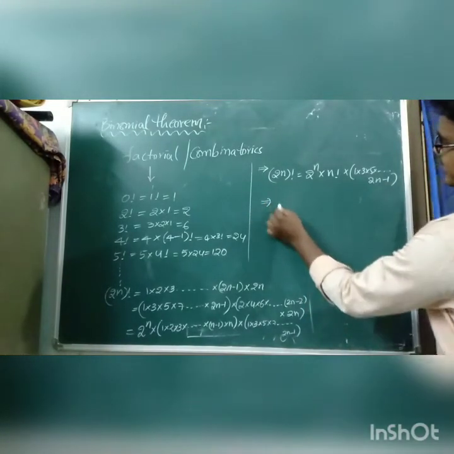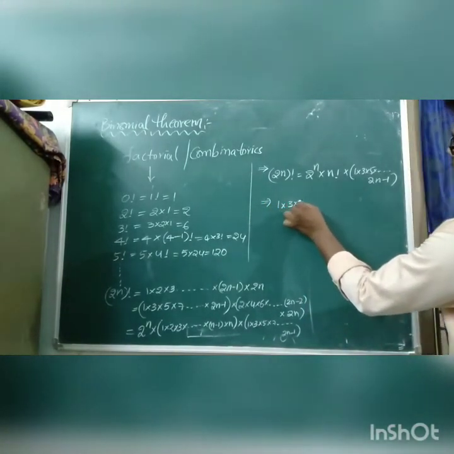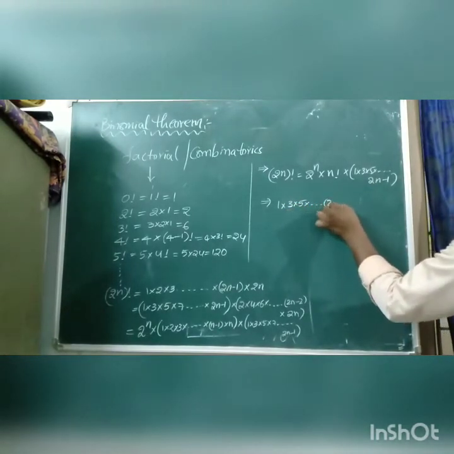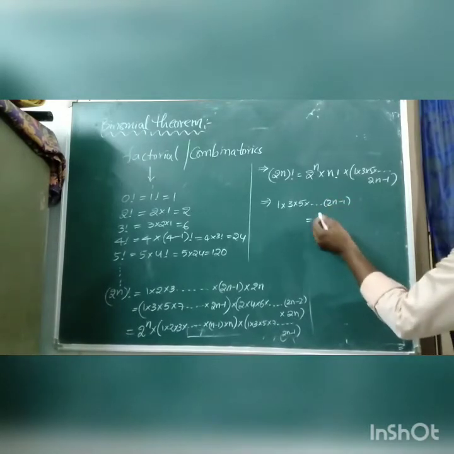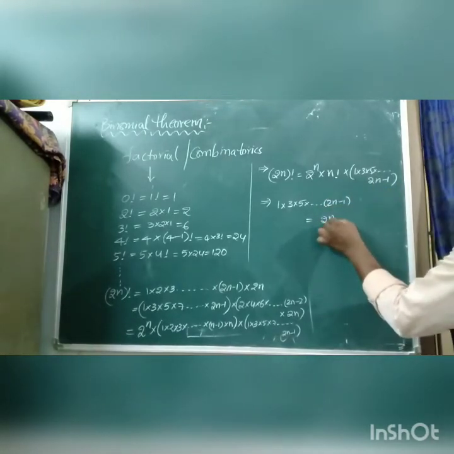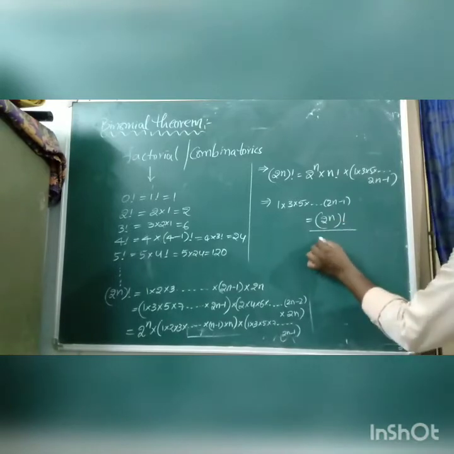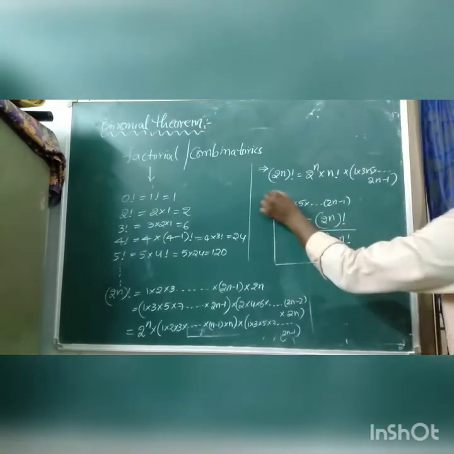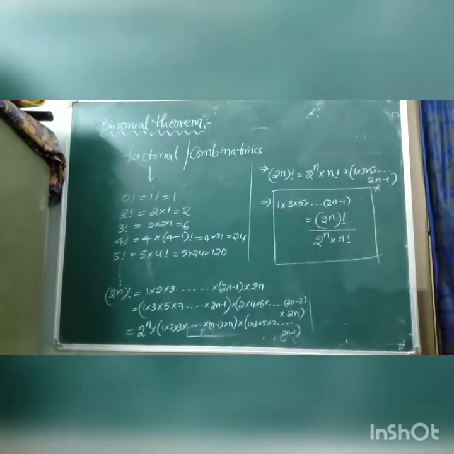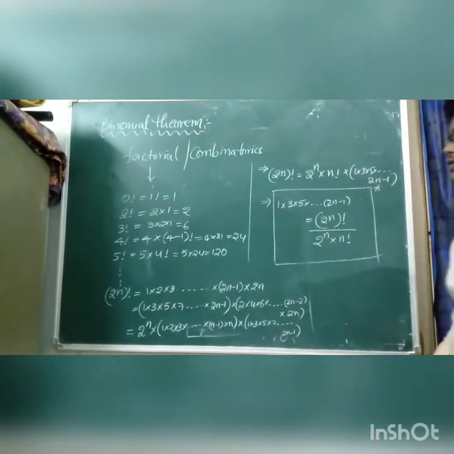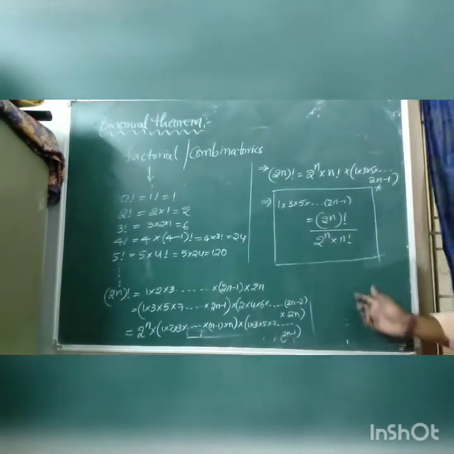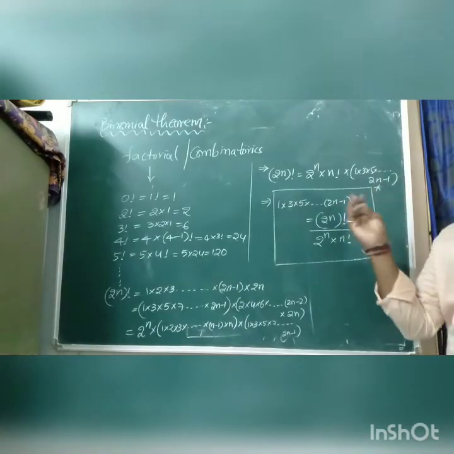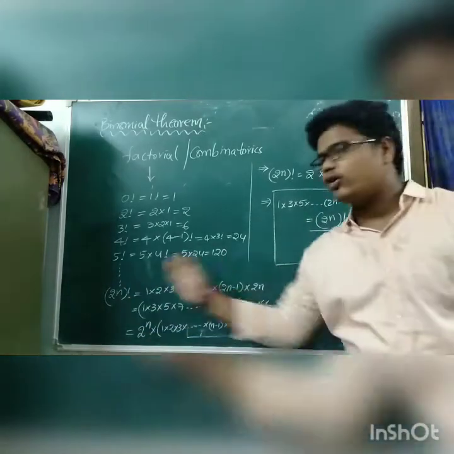We get one relation: the product of n odd numbers, 1 into 3 into 5 and so on, 2n minus 1, is equal to 2n whole factorial by 2 power n into n factorial. This is one of the main important applications for the binomial theorem. We all learned, hopefully, what factorial is. We learned about 0 factorial, 1 factorial, 2 factorial, 3 factorial, and also 2n whole factorial.